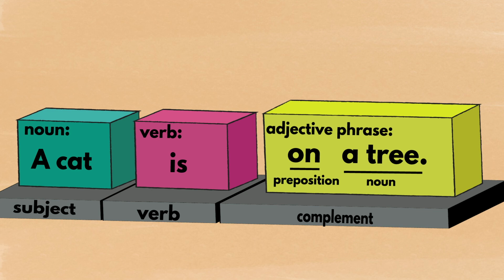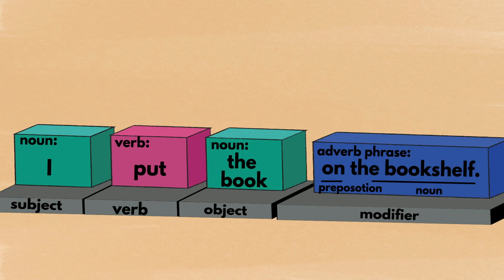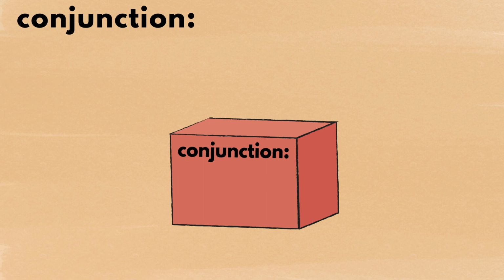For instance, in the sentence, a cat is on a tree, the phrase on a tree describes the quality of the cat as an adjective phrase. In the sentence, I put the book on the bookshelf, the phrase on the bookshelf describes the action put as an adverb. The next part of speech is the conjunction.